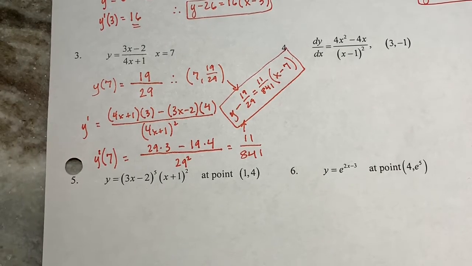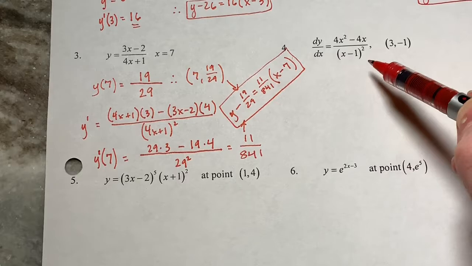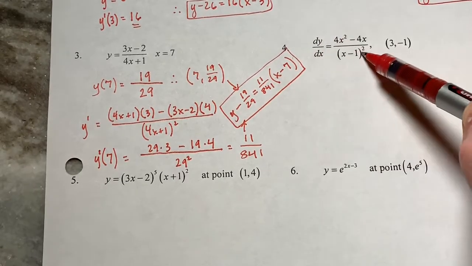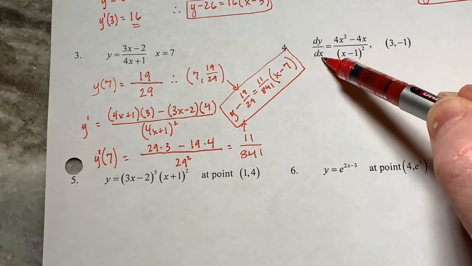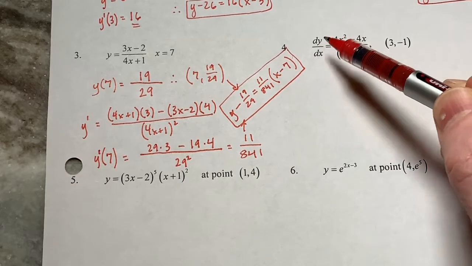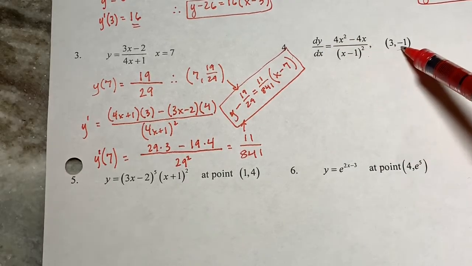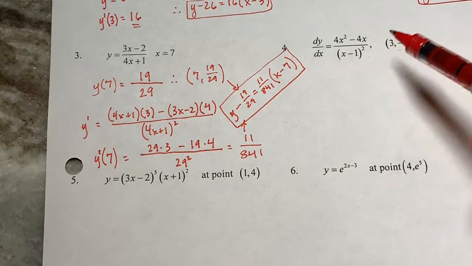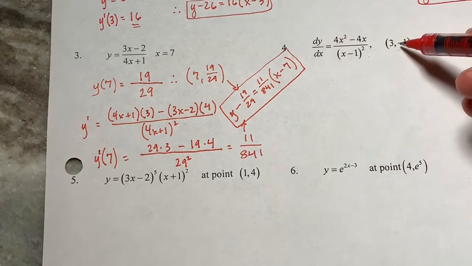All right? Now, what do I have here on number 4? What did I give you? It looks to me like I gave you the derivative of y. That's dy/dx. That's like y prime. So I'm giving you the derivative. And I already have the point. So I don't have to find the y value. So all I have to do is find the derivative at that point.